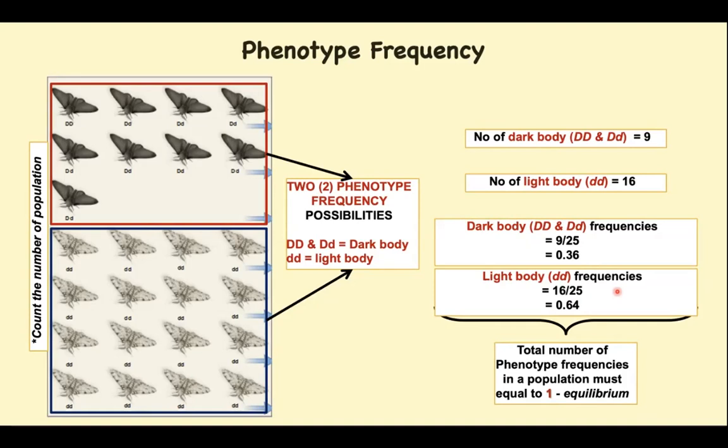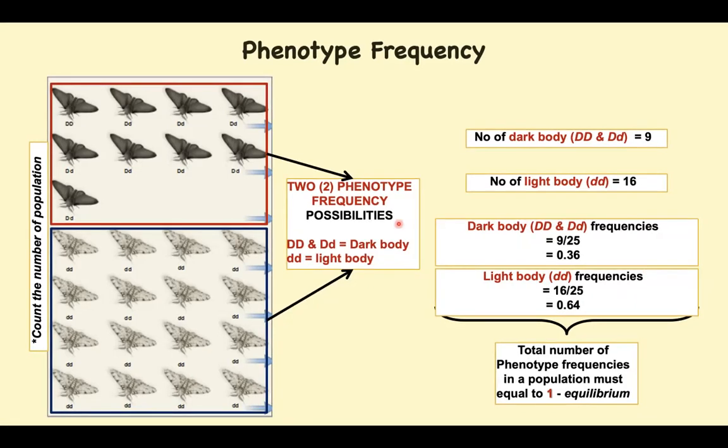Doktor, dekat dalam slide tu kan dia tulis two phenotype frequency possibilities. Maksudnya kalau soalan tu tanya possibility, caranya sama juga. Maksudnya diorang benda yang sama lah, possibility and frequencies ni.